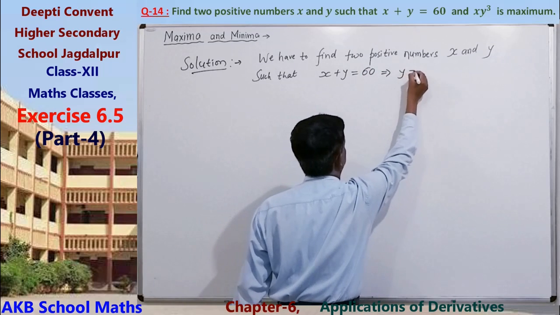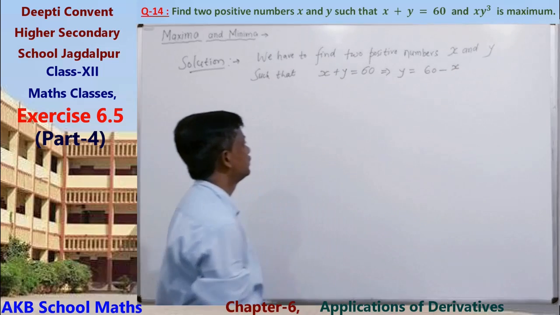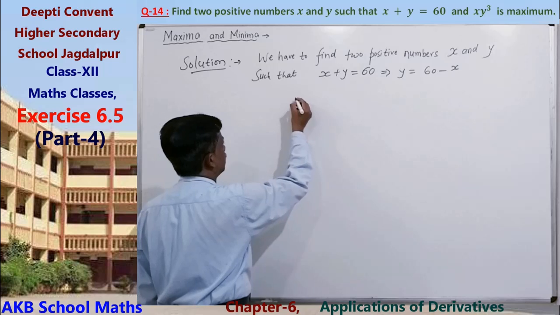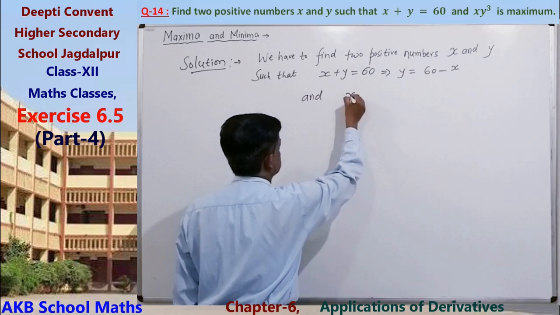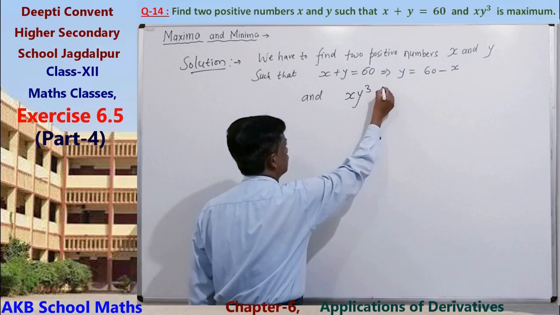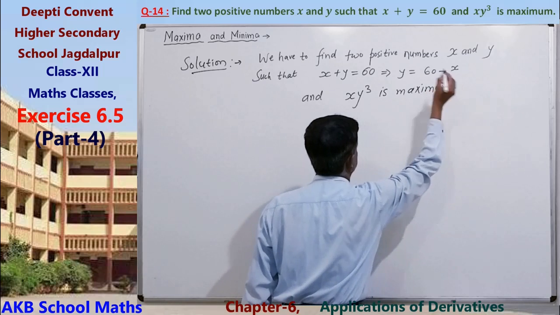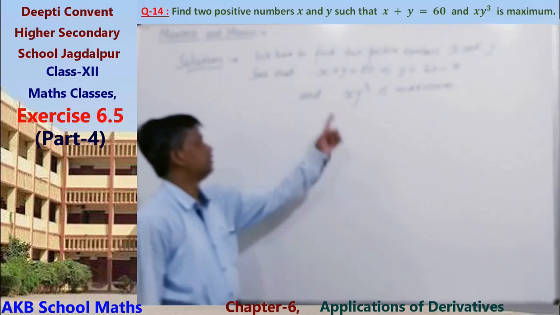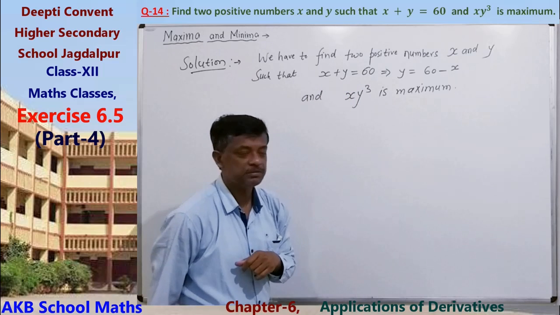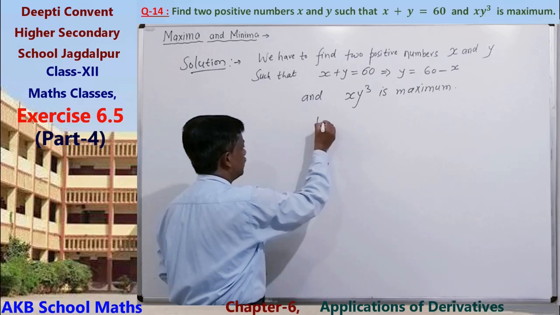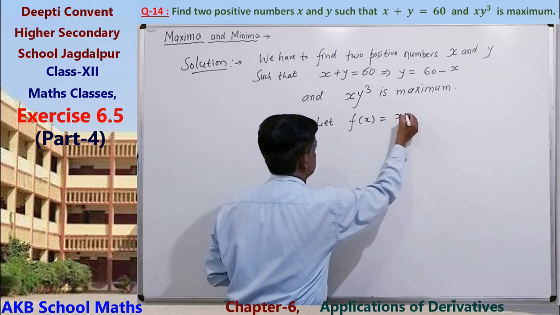From here we can write y equals 60 minus x. And xy³ is maximum. So x plus y equals 60, and also this should be maximum. So let f(x) equals xy³.